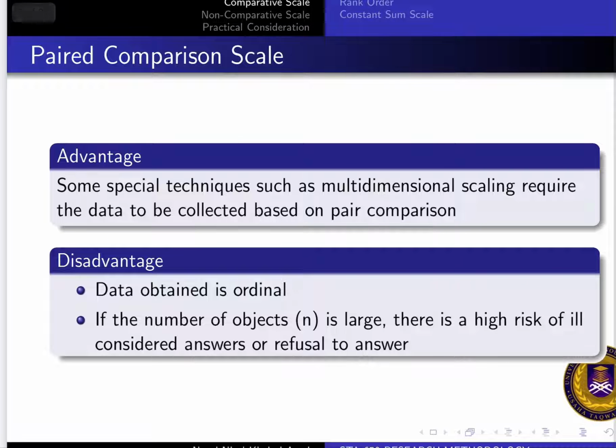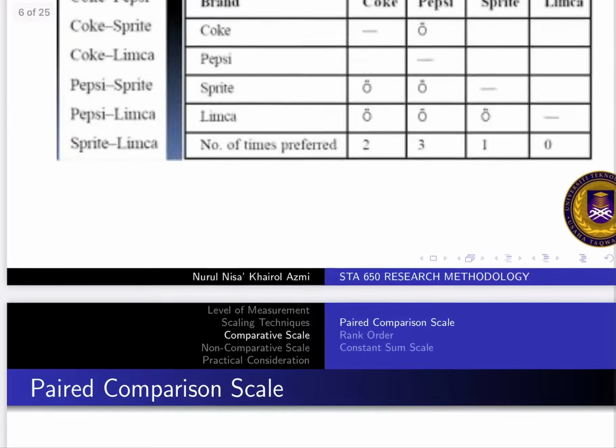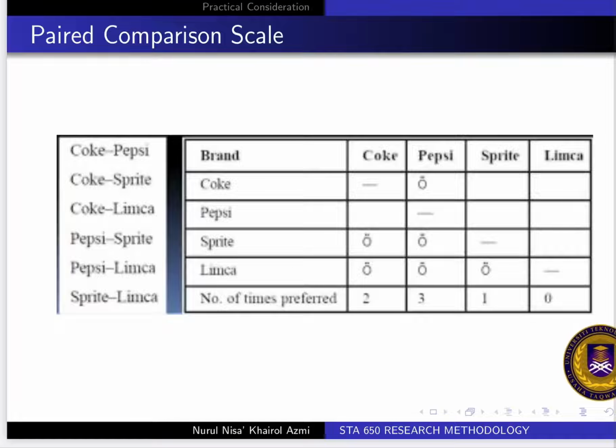The advantage of the paired comparison scale is that some special techniques such as multi-dimensional scaling require the data to be collected based on pair comparison, so you can do a multi-dimensional scaling analysis. However, the disadvantage is that the data obtained is ordinal. If the number of objects is large, there is a high risk of ill-considered answers or refusal to answer. In this case, there are only 4 brands to be compared. If you have 10 brands, the respondent may refuse to answer, because they become confused when comparing from one item to another.